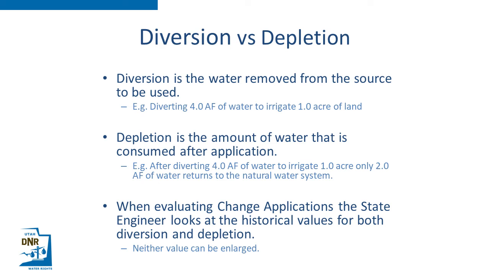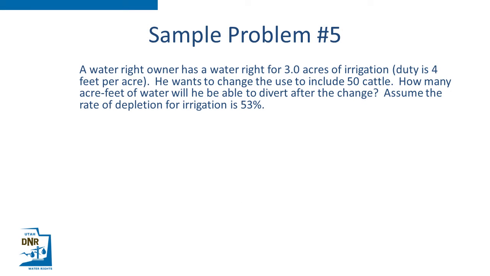When evaluating change applications, the state engineer looks at the historical values for both diversion and depletion. Neither value can be enlarged. So now let's go to sample problem number 5 to try to explain this a little more clearly.